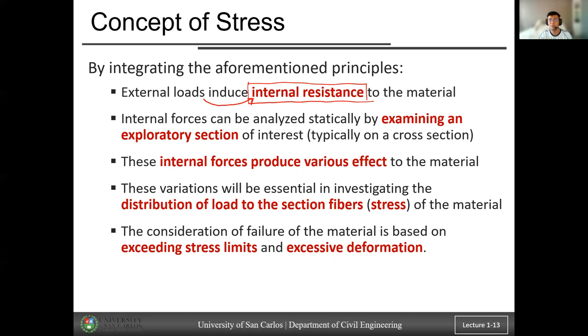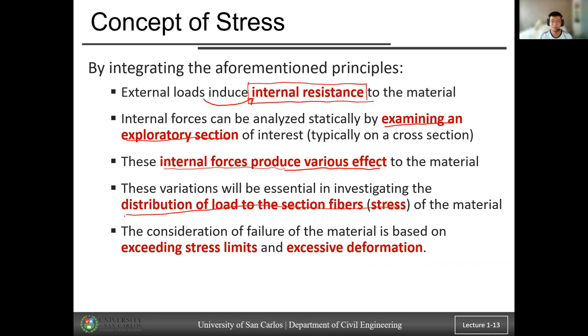So it represents the whole thing, right? It's the same as calculus, where you take a differential area and that differential area will represent the whole area. And then also the internal forces will now have an effect on the material. So that's what we call the axial stress, the shear stress, and the bending and twisting effects on the material. Okay. So you also have the distribution of load to the section fibers.